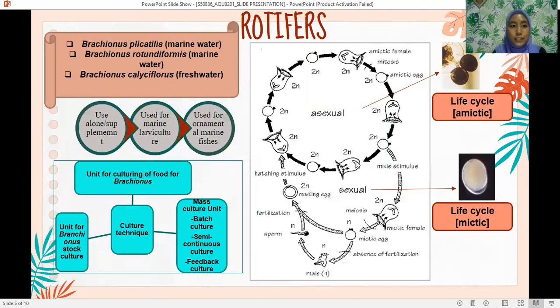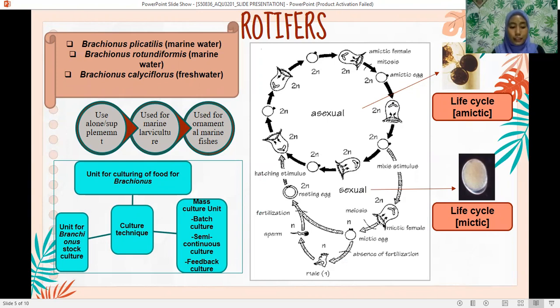For the rotifers, there are three types of species. There are two species of rotifer in marine water, which are Brachionus plicatilis and Brachionus rotundiformis. And for freshwater, it is Brachionus calyciflorus. The rotifer is important, as it can be used alone as a supplement or used for marine larviculture and for ornamental marine fishes.